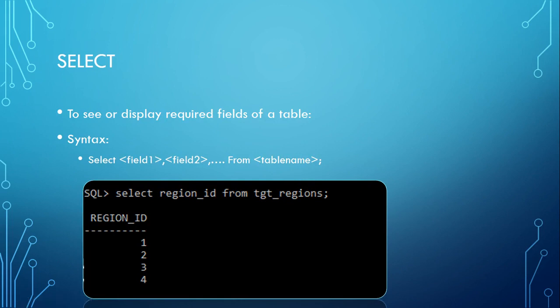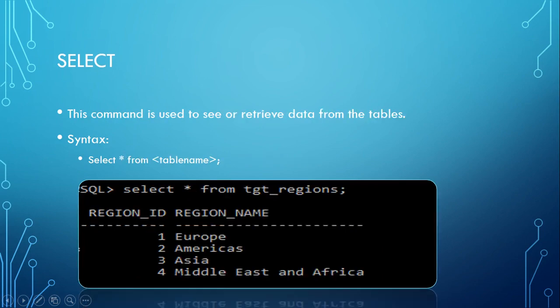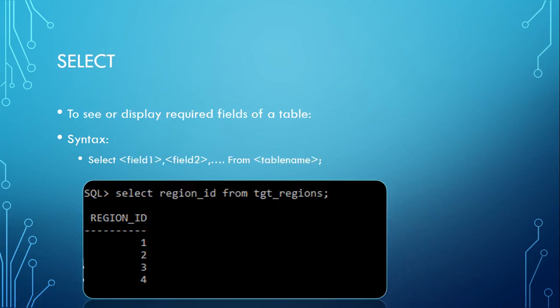Now if you want to see only particular fields, this particular table has two fields, and I want to see only one field's data. In that case, you can specify SELECT field name FROM target regions. Earlier you just put a star. Star means it will display all records of all fields. If you want to select only specific fields, you can just give the field name and the table name, so that it will display only the values of that particular field.